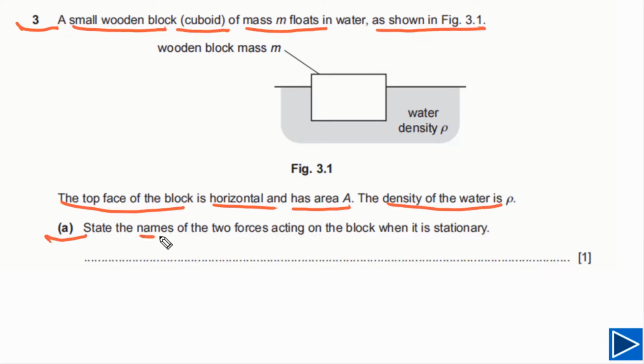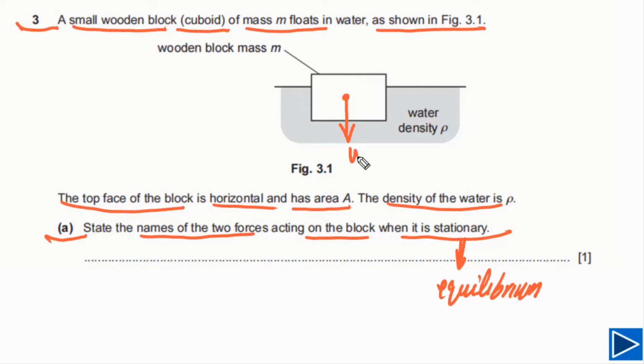For part A, we need to state the names of the 2 forces acting on the block when it is stationary. When the block is stationary, so simply we can understand the block is in equilibrium. When the block is in equilibrium, there are 2 forces acting on this block. One is the weight of the block that is acting down. The second force, as this is in the fluid, there is another force that is acting on this block, and that is upthrust.